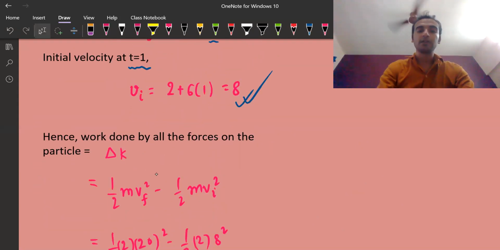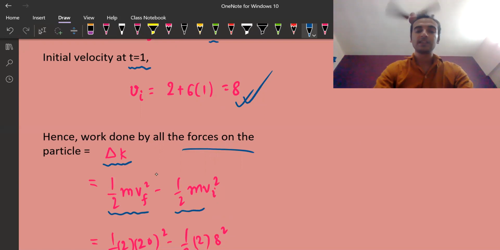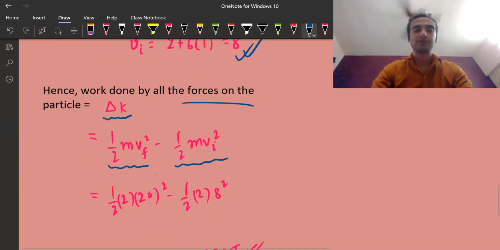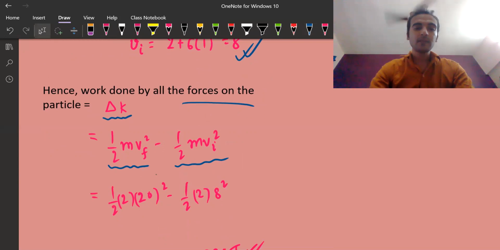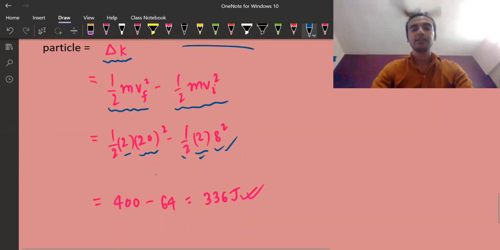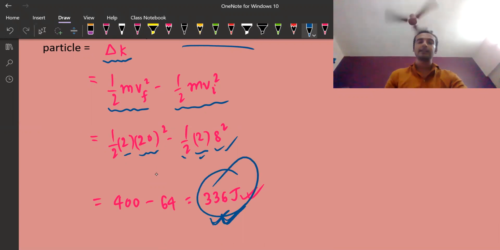Now, work done by all the forces on this particle is equal to delta KE, which is equal to change in kinetic energy, final kinetic energy minus initial kinetic energy. Kinetic energy is half mv^2, yes, you know that. So half mass times final velocity squared minus half mass times initial velocity squared. So solving this, you'll get the answer as 336. As everything was in SI, the answer will also be in SI. 336 joule will be your answer.